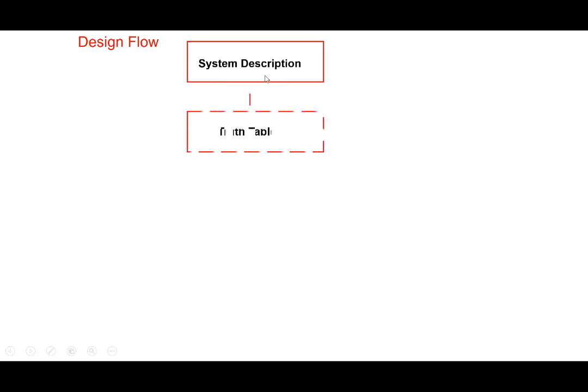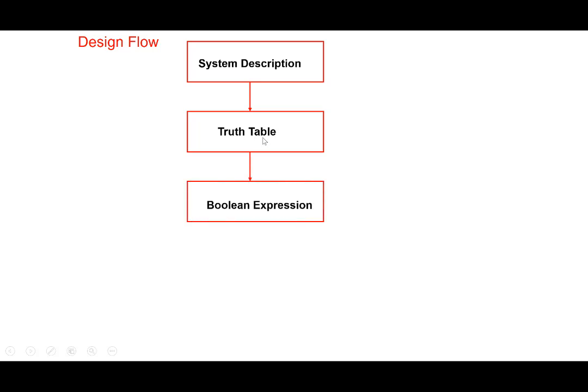So from the description, what we do is we get a truth table. So once you understand the system, you know what the input variables are, you know what the output variables are, and the relationship between the output and the input is captured in the form of a truth table. And once you have a truth table, then we said that we can convert the truth table into a Boolean expression. And then what we do is, since we have to eventually implement a circuit, we would like the expression to be as simple as possible. So we minimize the Boolean expression. We try to make it as simple as possible.